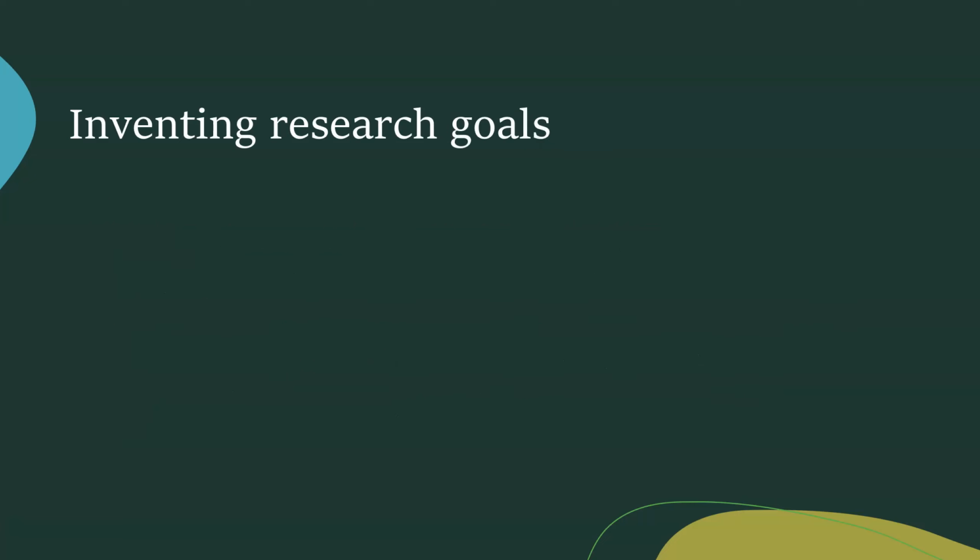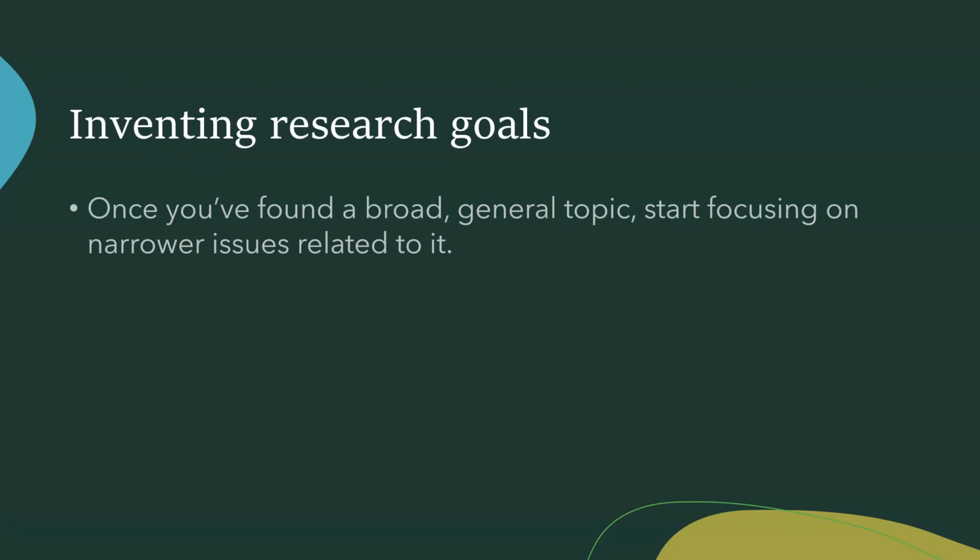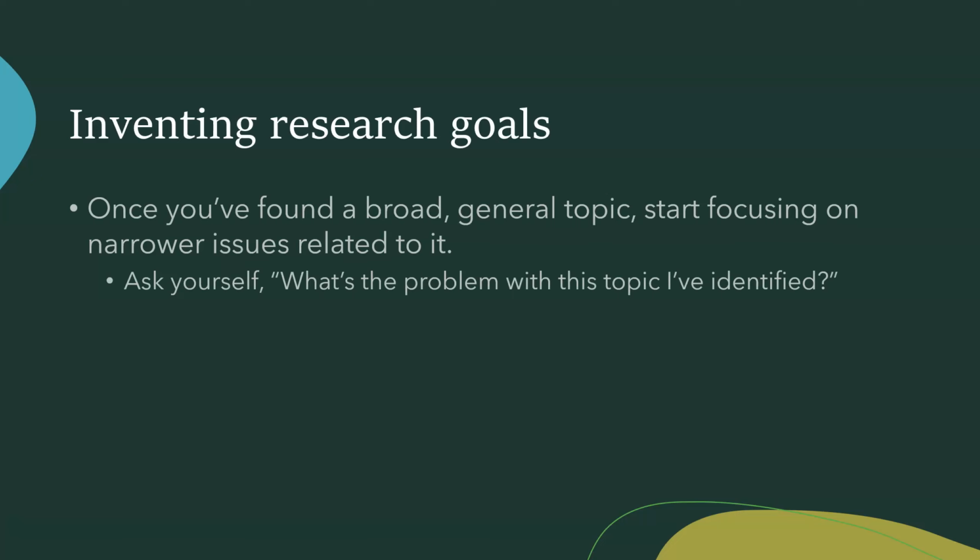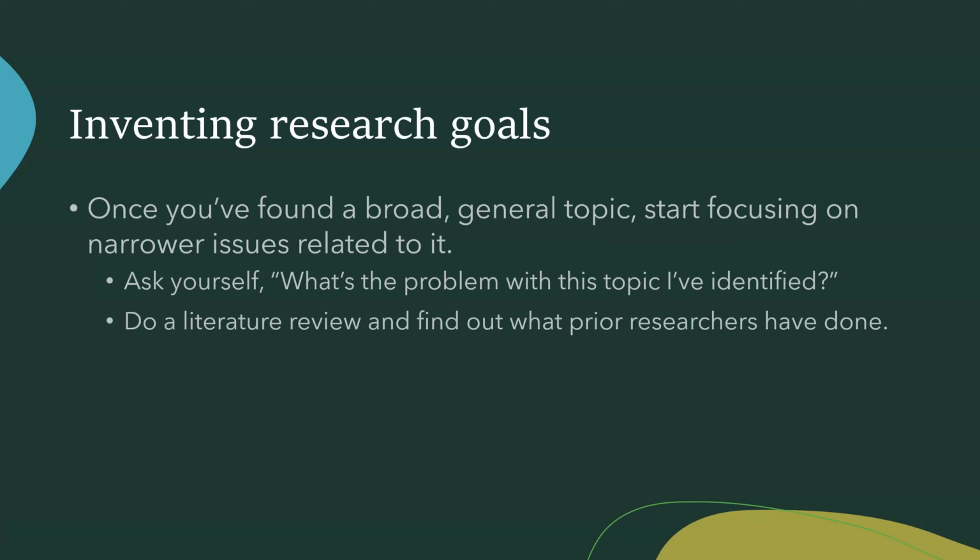Once you've identified some sort of broad topic that you might be interested in, invent some research goals. Research goals are your general objectives in terms of doing research. So what generally do you want to come up with? What generally do you want to find out? So this is where you start narrowing the topic. Ask yourself this question. What's the problem with the topic I've identified? Then do yourself a literature review. Start looking through sources. Find out what other researchers have done. What have they written? What have they said? What are their conclusions? What are they investigating?